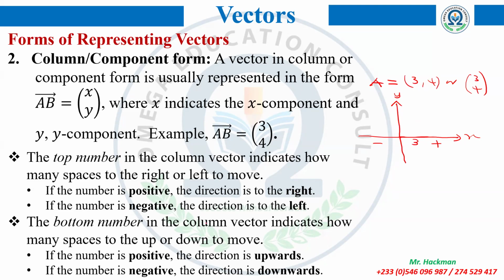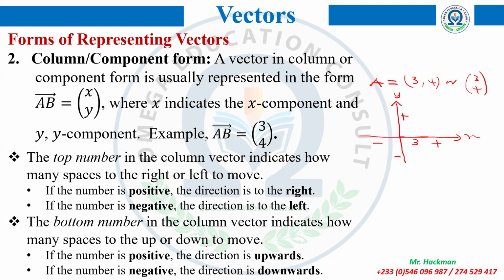If you are talking about the bottom number, then the bottom number has everything to do with the y. And you know that for the y, positive is up and negative is down. So we said the bottom number in the column vector indicates how many spaces up or down to move.